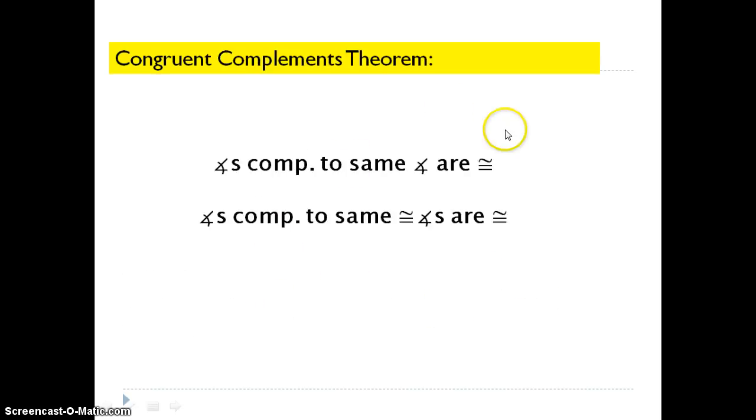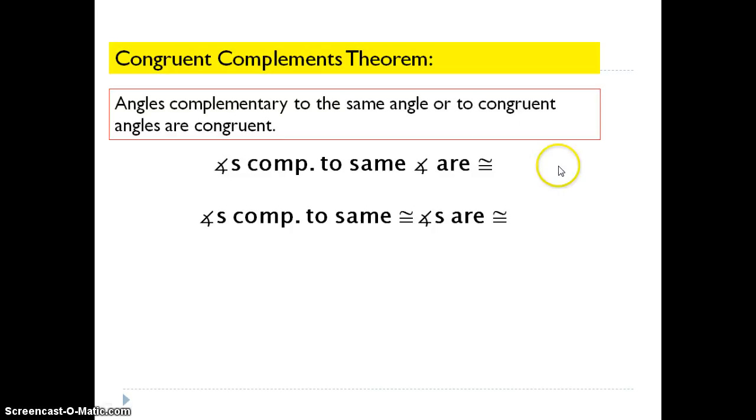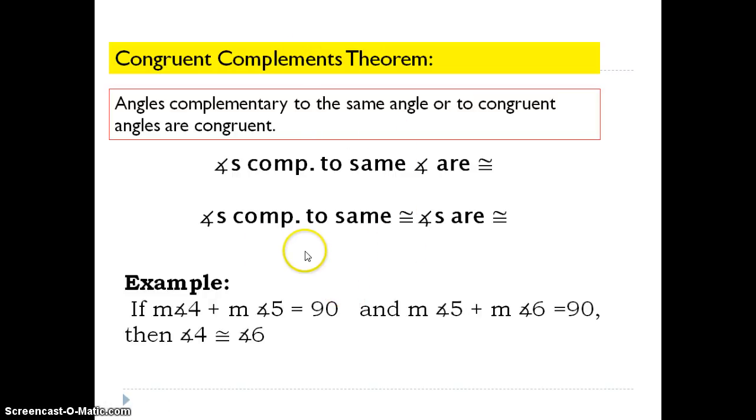The next one is the congruent complements theorem. This says angles complementary to the same angle or congruent angles are congruent. Here's how you write it with shorthand. Our example says if you add angles 4 and 5 together, it adds up to 90. And if you add 5 and 6 together, it adds up to 90. So that means that angle 4 and angle 6 would be congruent.